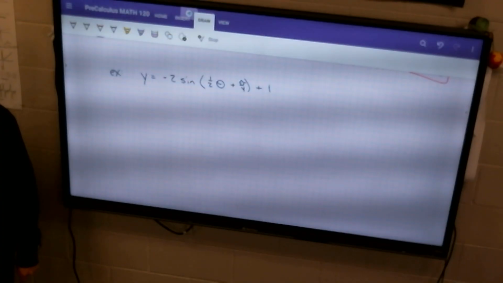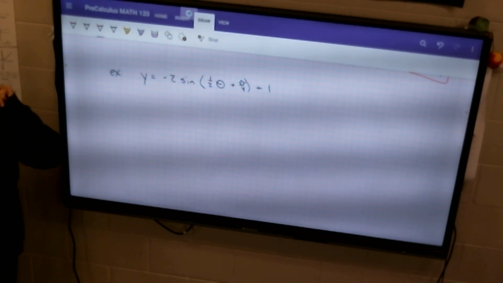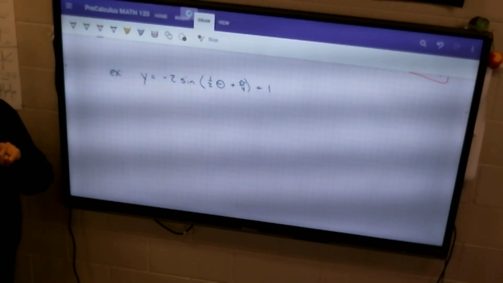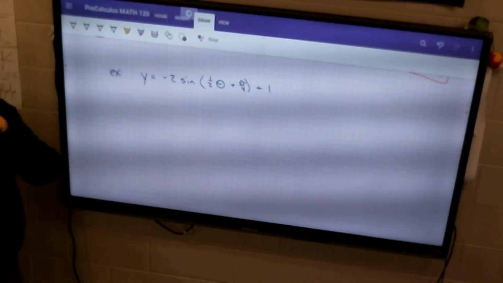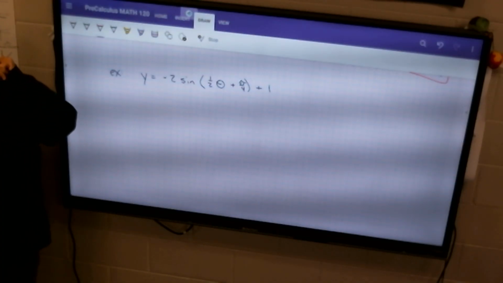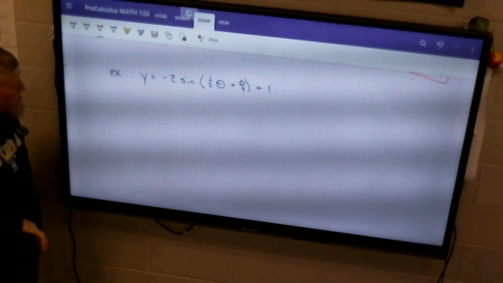Okay? One more thing. What else? The amplitude is also going to change. So be careful when you answer this question. What's going to be the range? What's going to be the maximum and the minimum of this particular graph? It's not 2 because the amplitude is 2, but the midline is 1. So it's going to go up to 3. It's going to go down to -1. So the range is going to be -1 to 3.